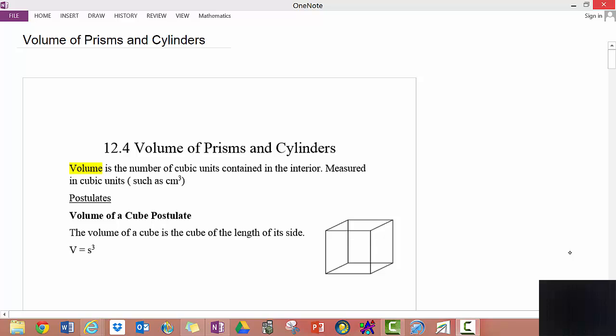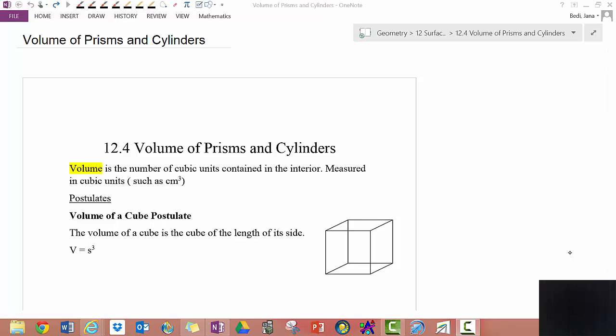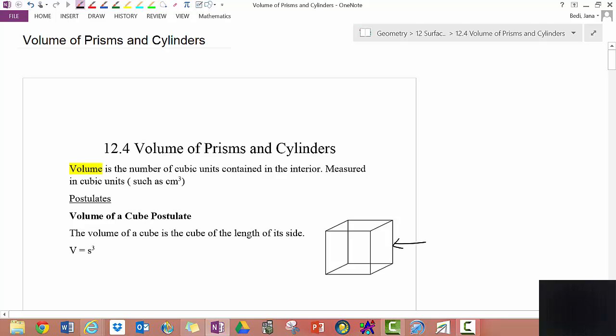In this section, we're going to talk about the volume of right prisms and right cylinders. Volume is, think about this cube that you see in this picture. If you poured water inside it, that would be the volume of the water, and volume is measured in cubic units such as centimeters cubed, inches cubed, meters cubed, etc.